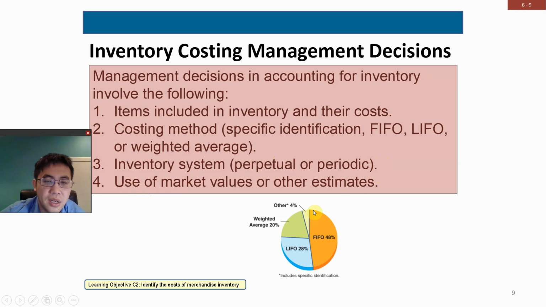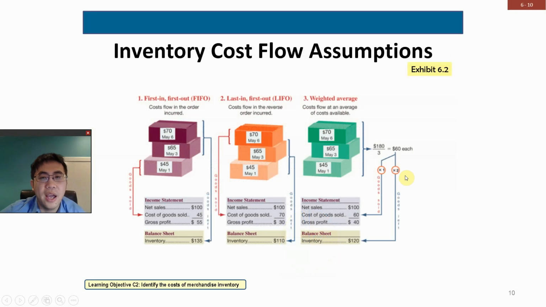How many companies are using first in, first out for the costing method? Mentioned in part 2, that's 48%, nearly half. About 28% use last in, first out, and 20% are using weighted average to count the inventory cost. So why do we have these three methods? Here are the three different methods in comparison.